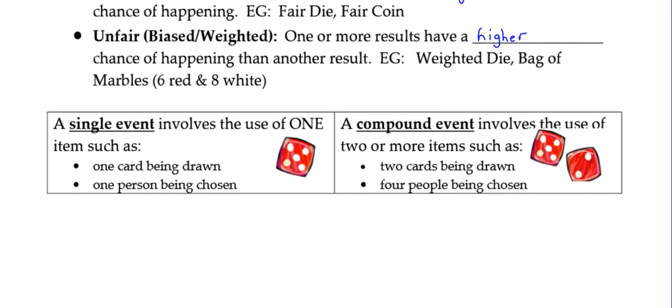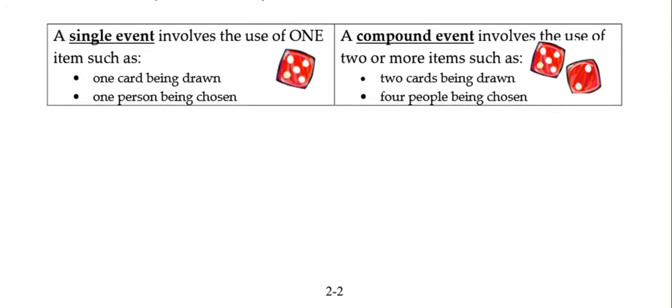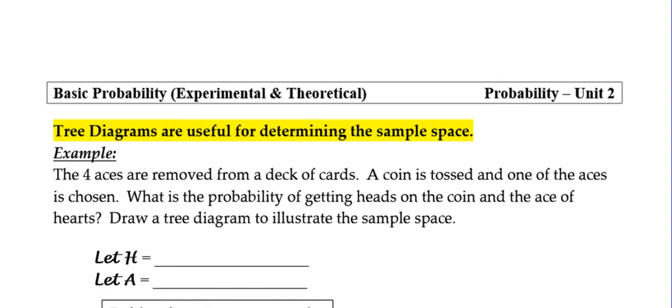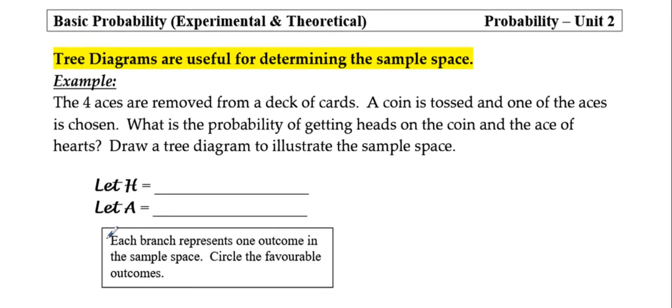Single outcomes and compound, or single events and compound events, is pretty simple. Single events is just when you do one thing. So you draw one card, you choose one person, you roll a die once. A compound event is when you do more than one thing. So if you draw two cards, if you flip two coins, if you choose four people, etc. So those are some definitions. What we're going to do is just do a couple of examples to get your feet wet. And today's work isn't going to be much different than just the questions you did in grade 8.